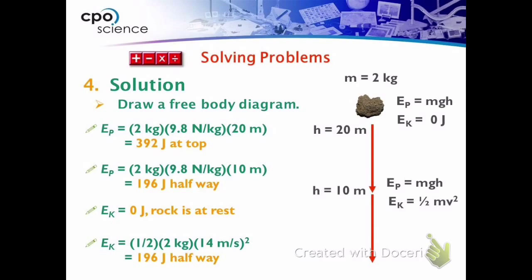At the halfway point, the mass is still 2 kilograms, gravity is still 9.8. The only difference is now it's halfway down, so its height is half of what it used to be, 10 meters off the ground. The kinetic energy halfway down, again, 1/2 m v squared. Now it actually does have a velocity, so we can put a number in here. 14 meters per second squared times 2 times a half gives us 196 joules halfway down.